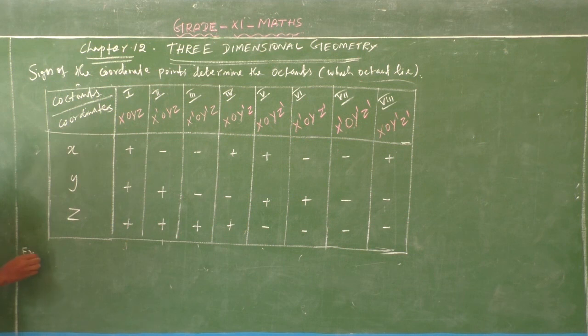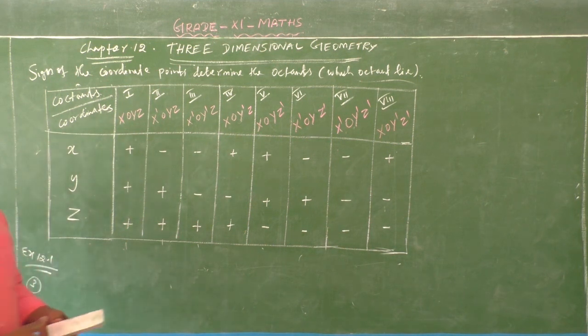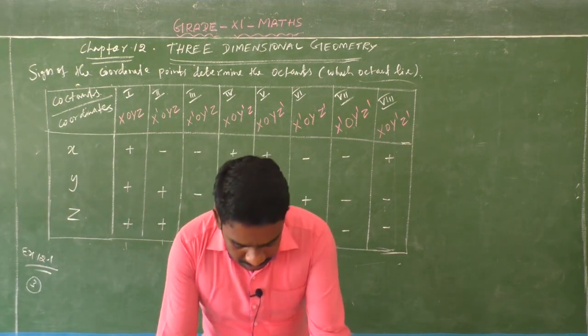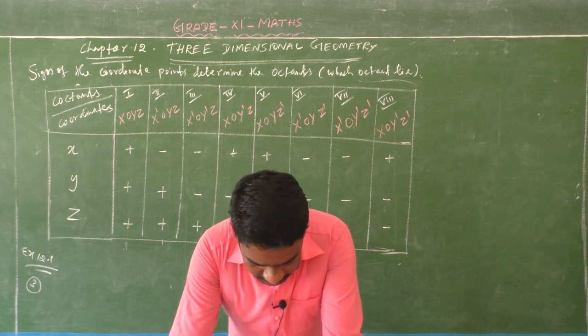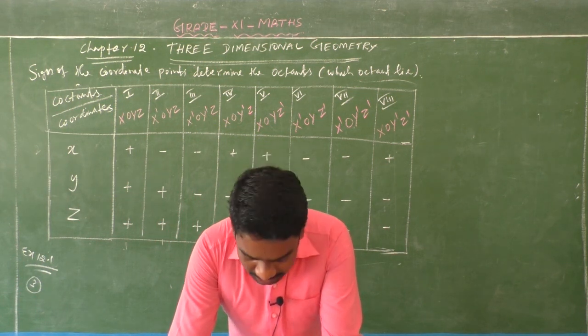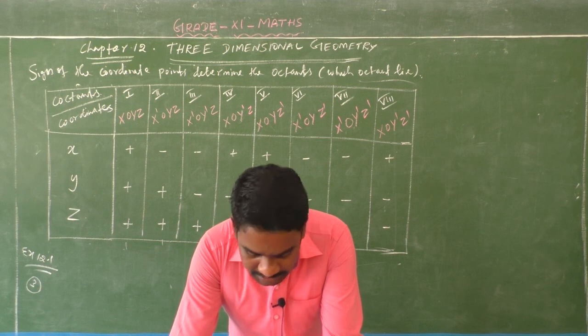Exercise 12.1, question number 3. Listen. Name the octants in which the following points lie.